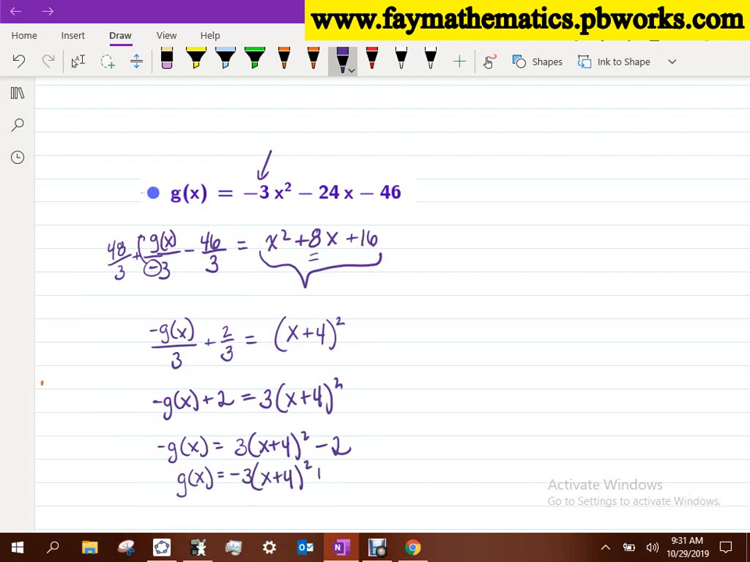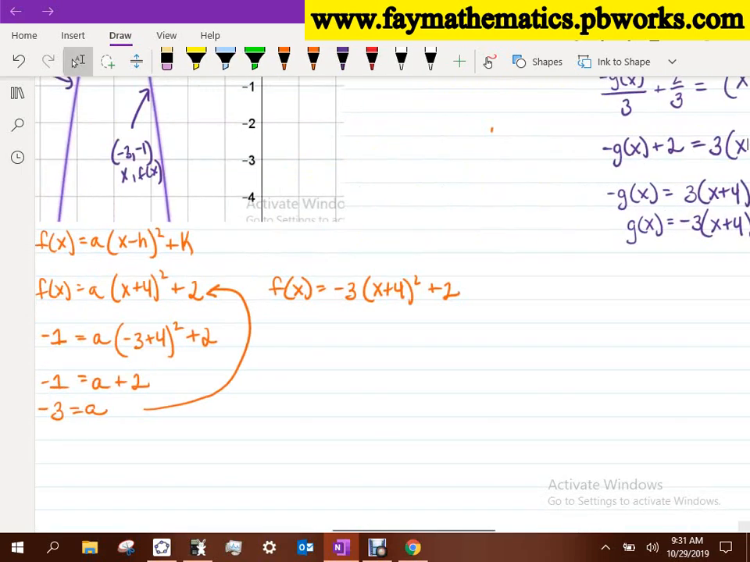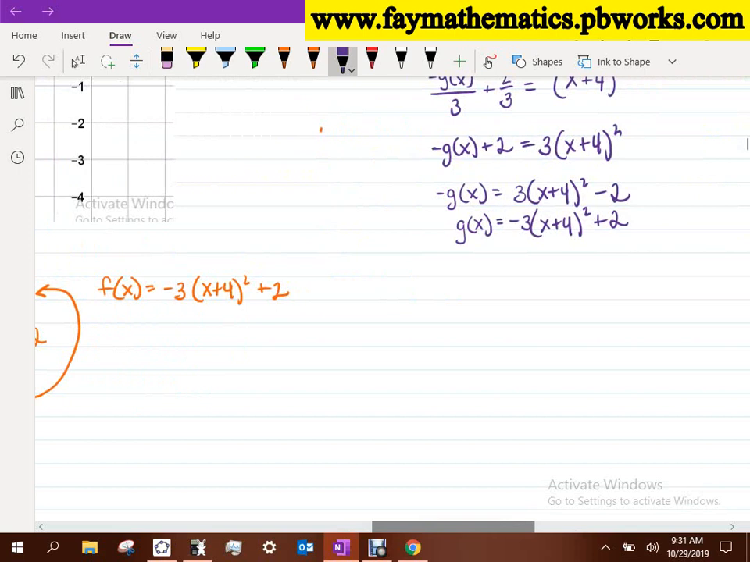Multiply this by a negative, positive 2. Is that the same thing as what we did there with the graph? Yeah. Okay. Is that okay with everybody?